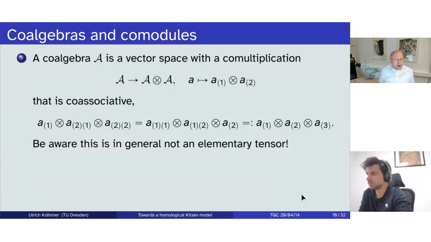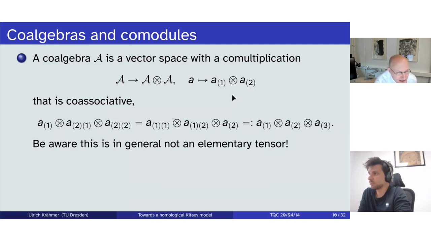Good. So now we co everything. So we can also talk about co-algebras. Well, they are now vector spaces with a co-multiplication, so a map going from A to A tensor A. And here it's already a bit more awkward how to write down such maps, and I use this Sweedler type notation.